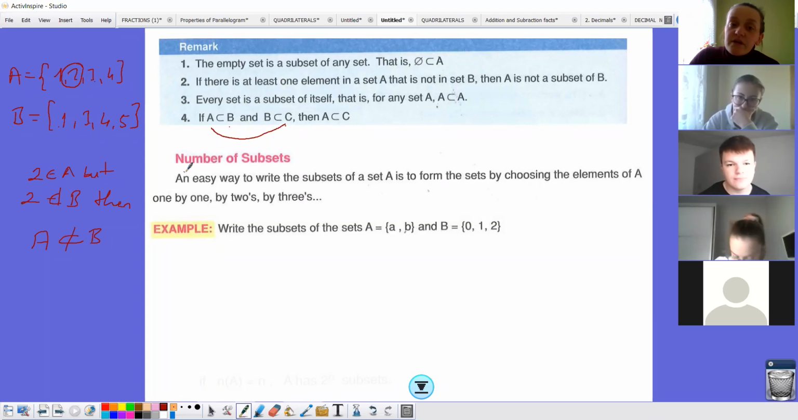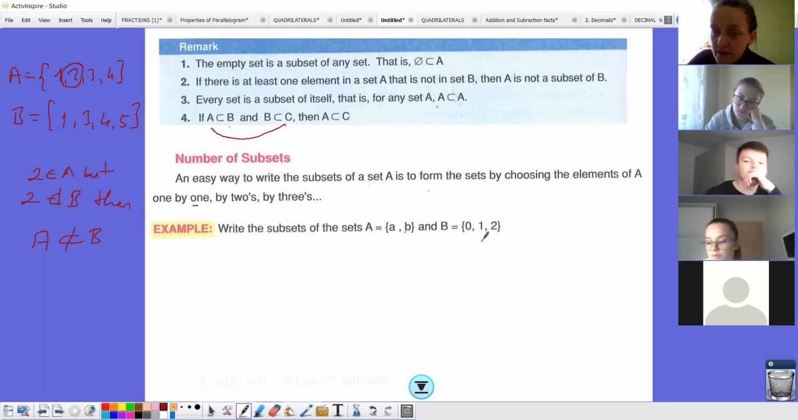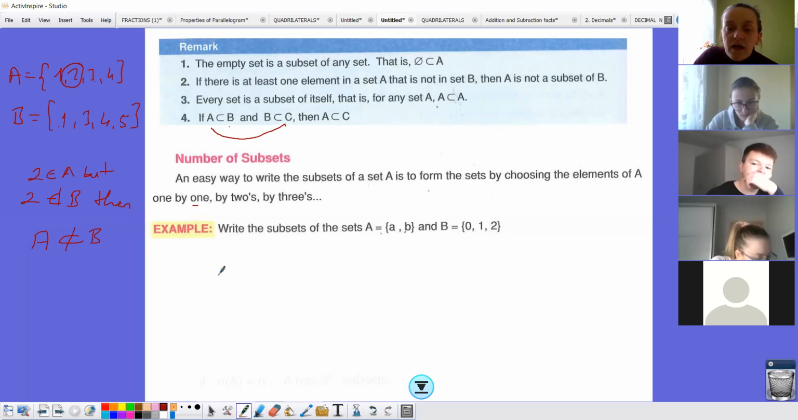And now here we have the number of subsets. How can we write the subsets of a set? An easy way to write the subsets of a set A is to form the sets by choosing the elements of A one by one, by twos, by threes, and it goes like that. Here we have an example: write the subsets of the sets A and B. So, subsets of A.